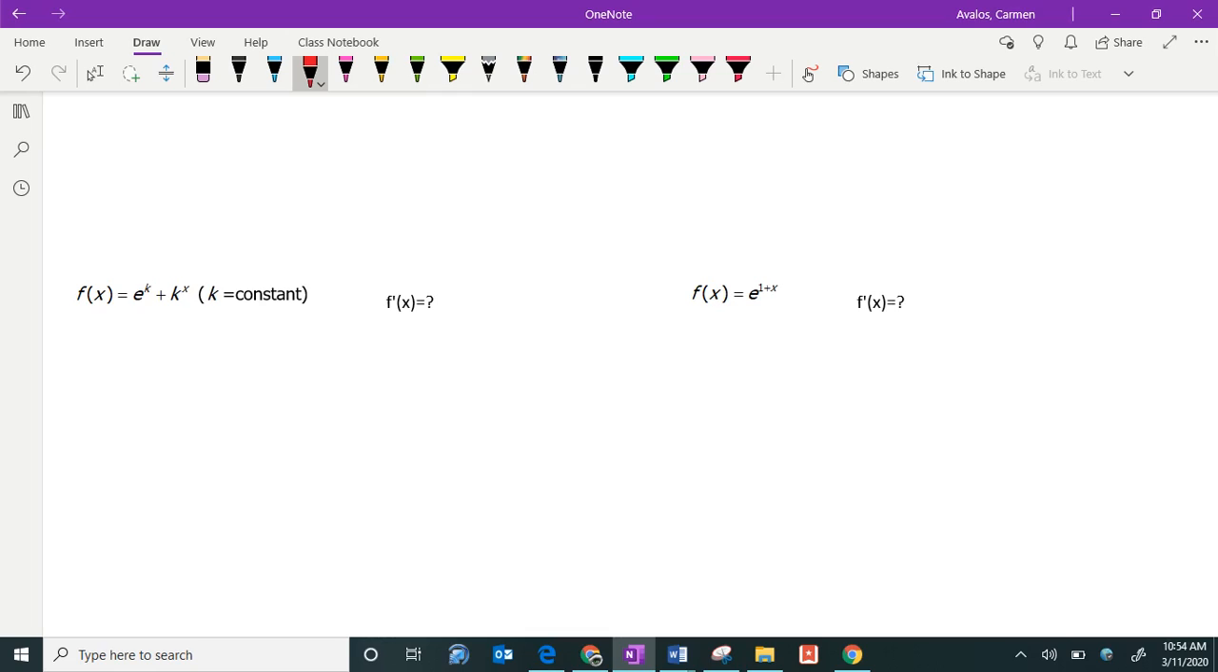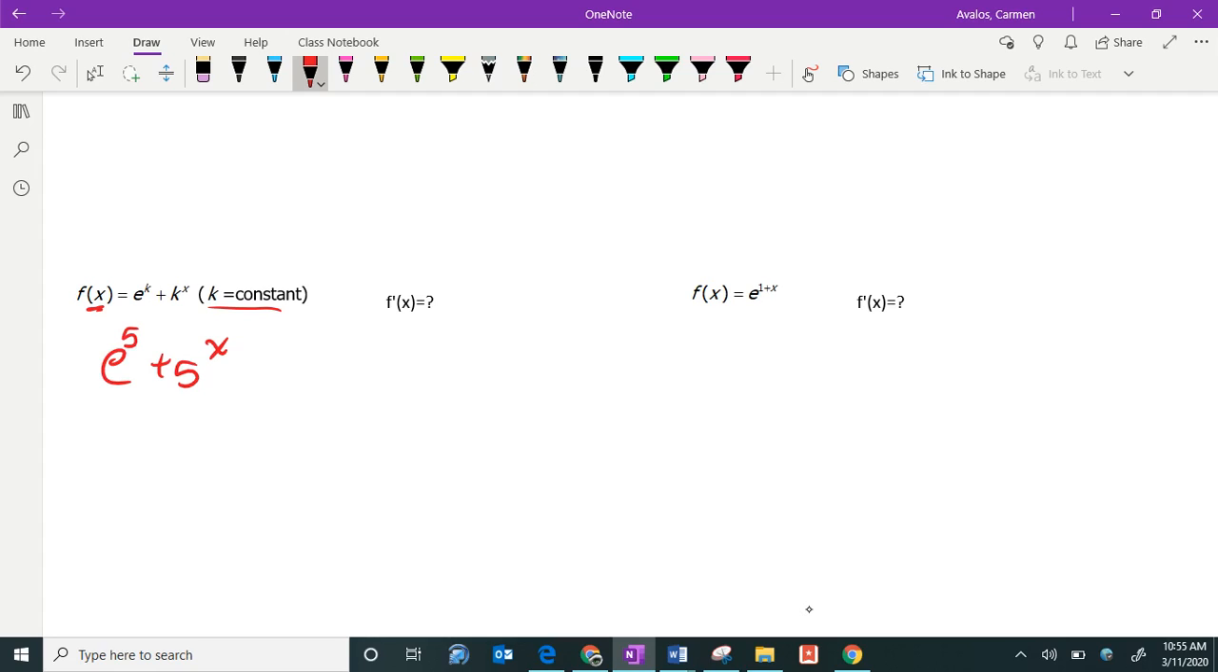Here, k is the constant. That means that x is going to be the variable. It tells you that right there, and it tells you that k is a constant. So this here is the same thing as saying e to the 5 plus 5 to the x. The one that's going to be changing all the time is the x. The one that's going to stay fixed is the constant. I could choose any number for k, but it's going to be fixed throughout the whole thing. The variable that's changing is the x.